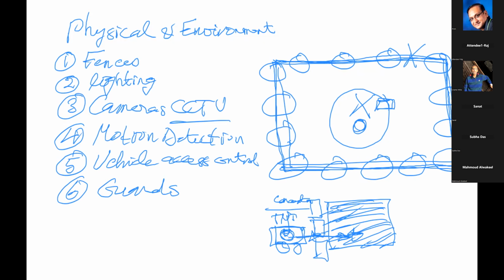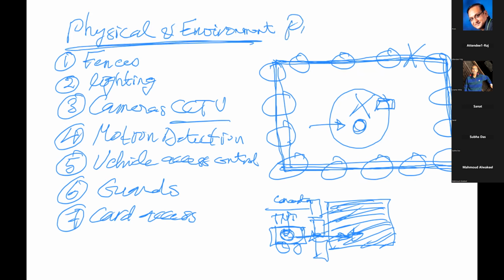You must have card access. Don't let anyone enter the data center without any access control, physical access control. It can be card access control, or it can be biometrics, whatever the type of the controls. These are the physical and environment protections for the building, and for the ground of the data center.